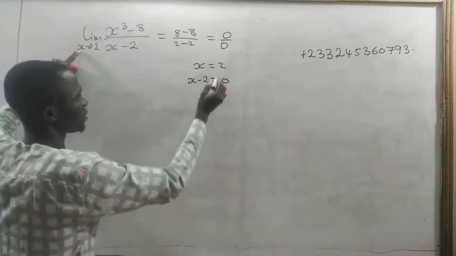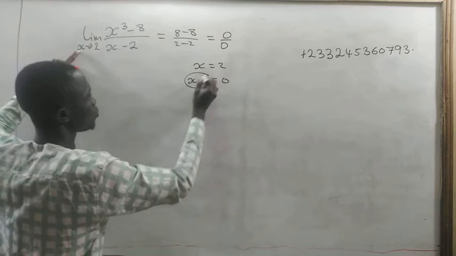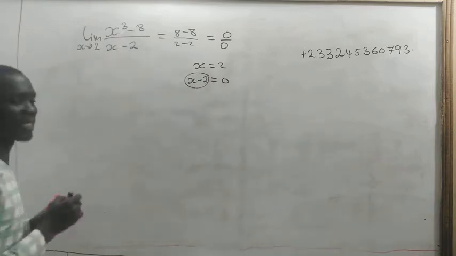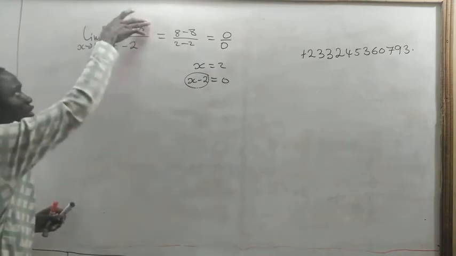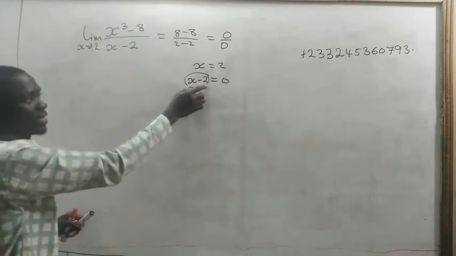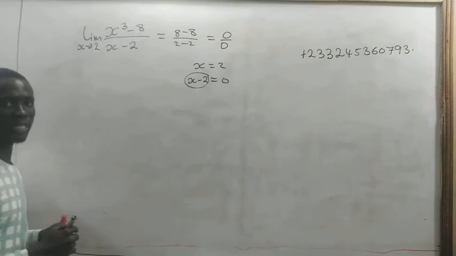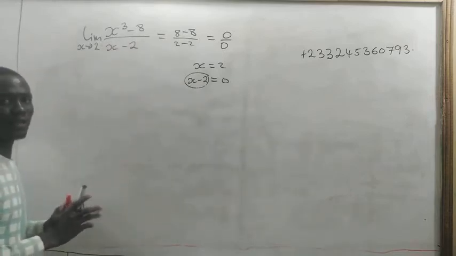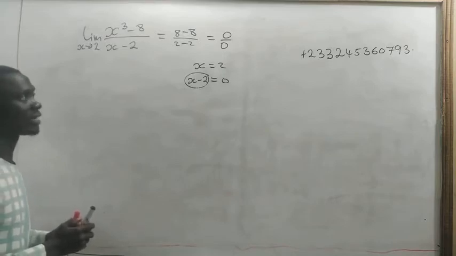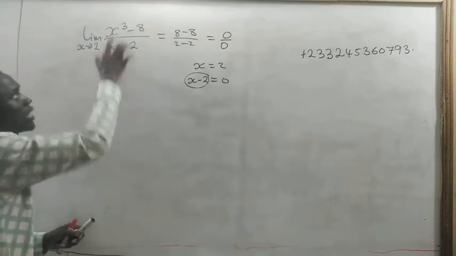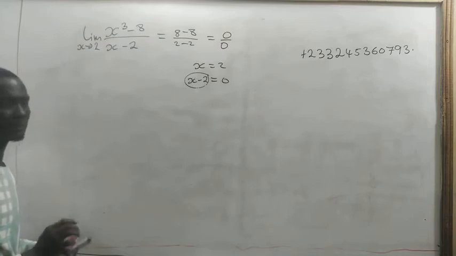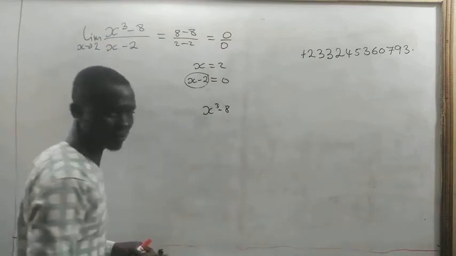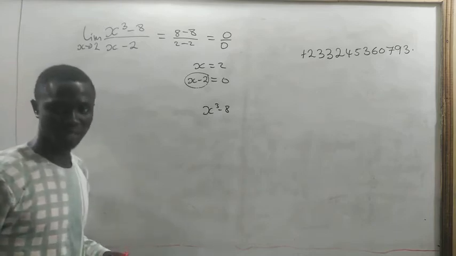It means that x minus 2 is a common factor to the numerator and the denominator. So we have to factorize the numerator to get a factor of x minus 2 there. But here we have x minus 2 in the denominator, so we don't have a problem with the denominator. So we maintain the x minus 2 and then factorize x cubed minus 8. Now, how do we factorize x cubed minus 8? That is what we will be looking at.